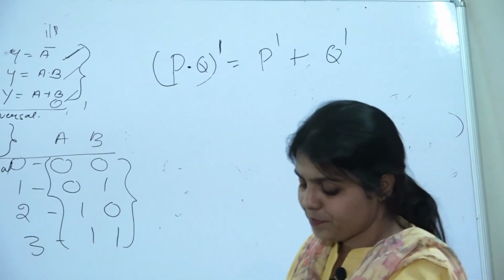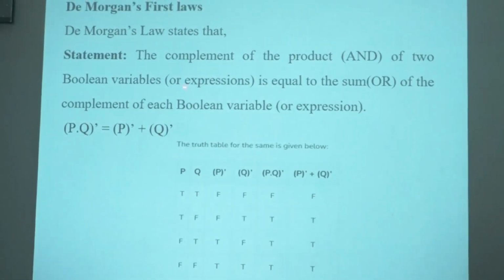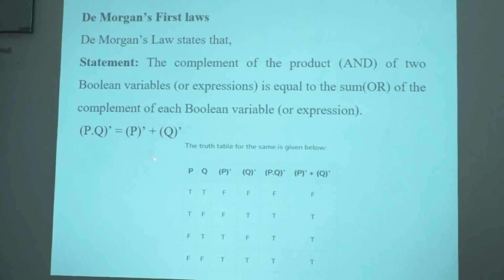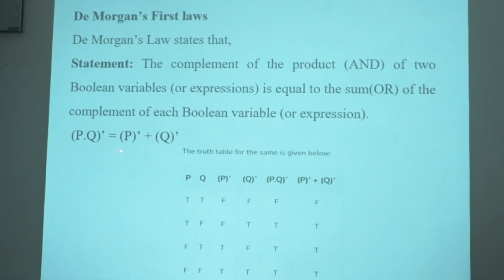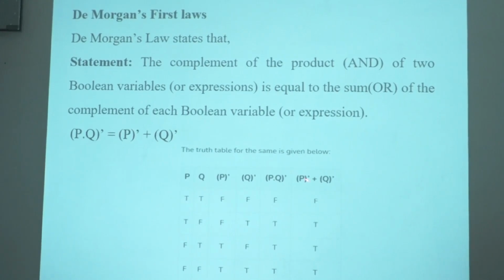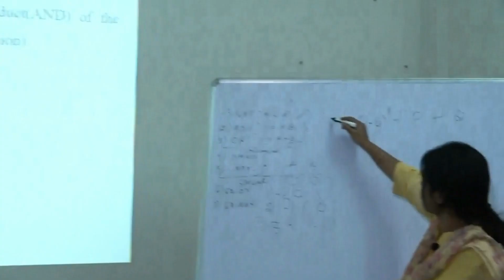Focus on the board. The complement of the product, where P and Q is the product and this is the complement, is equal to the sum of the complements of each Boolean variable. Did you get my point? This is the truth table for the same. If I take P and Q as two different variables, 0 0, 0 1, 1 0 and 1 1, this is my truth table. This is my first De Morgan's law.